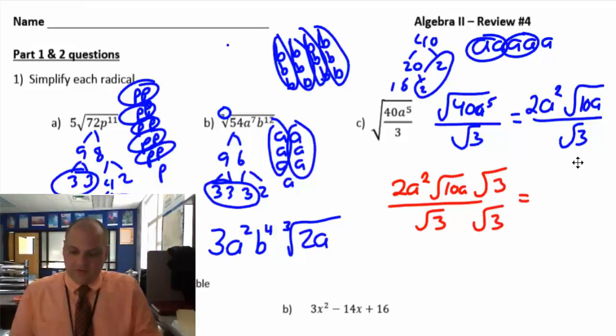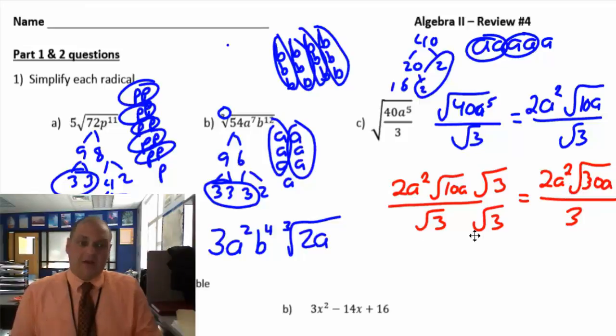So your final answer is going to be 2A squared radical 30A, radical 30A over 3. Just 3. Radical 3 times radical 3 is 3. So that would be your final answer there.